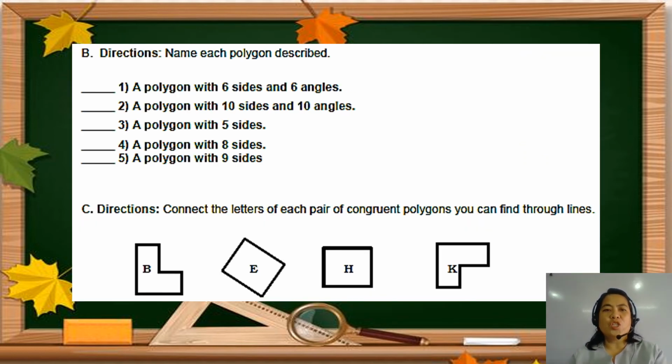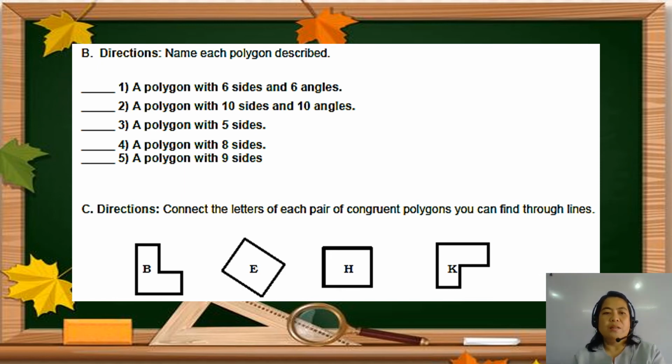Letter B, directions: Name each polygon described. For number 1, a polygon with 6 sides and 6 angles. Then write, what do you call that polygon? Number 2, a polygon with 10 sides and 10 angles. Number 3, a polygon with 5 sides. Number 4, a polygon with 8 sides. Number 5, a polygon with 9 sides.